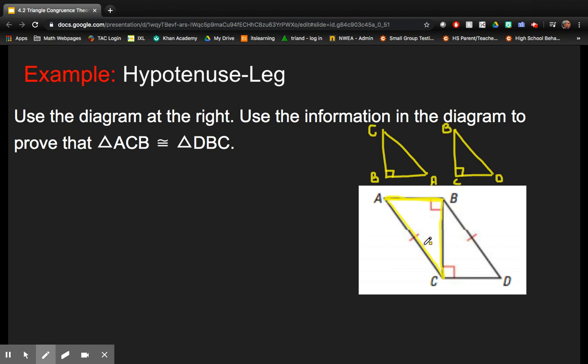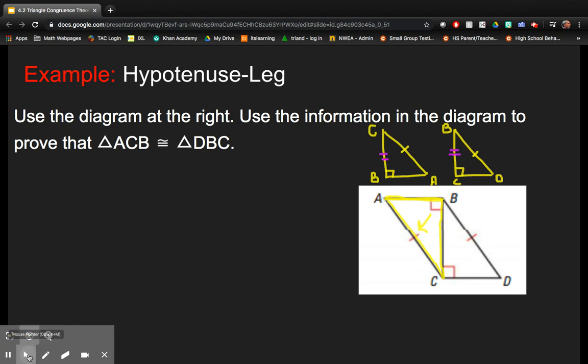And if I carry my markings over, I'm told that the hypotenuse, which is AC, is congruent to the hypotenuse, which is BD. It's also important to note here that BC, right here, is a side of both triangles. So it's going to have to be congruent to itself.